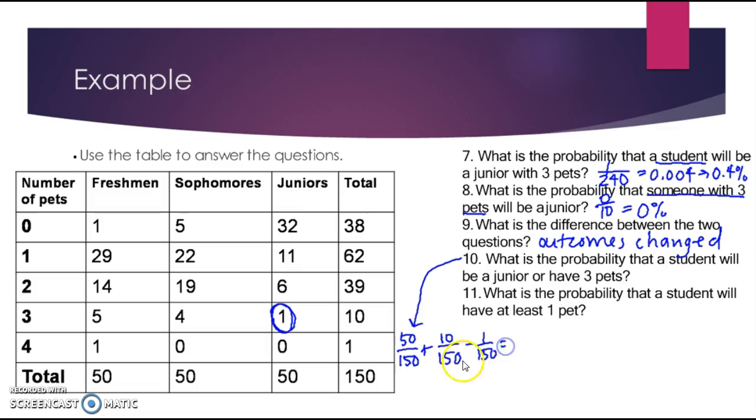Right, then we just add straight across because I have common denominators. So 50 plus 10 is 60, minus 1 is 59 over 150. And then when we divide, we get 0.39. So we get 0.39, which is going to become 39%.